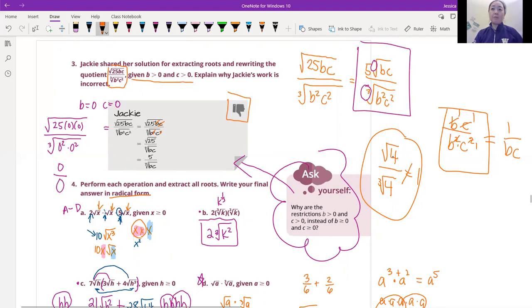The square root of 4 divided by the cube root of 4, would that equal 1, right? And a lot of you were like, no, because the square root of 4 is not the same as the cube root of 4. They're different numbers. So that's the same thing here. You can't just cancel these out because the top one is a square root and the bottom one is a cube root.